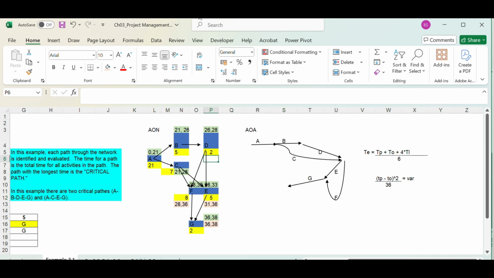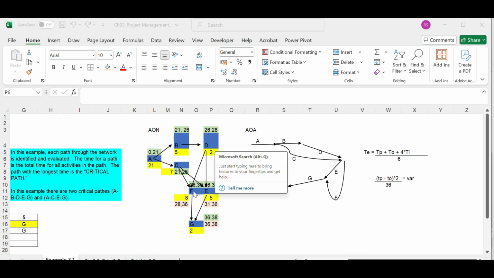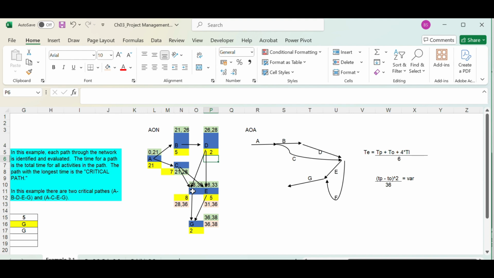Activity D should latest finish by the 28th minute because activity F has to start at the 28th minute. Therefore, activity D should latest finish by the 28th minute, which means it should start by the 26th minute. That means the early start and the latest start of activity D are the same. That means there is no slack for activity D.